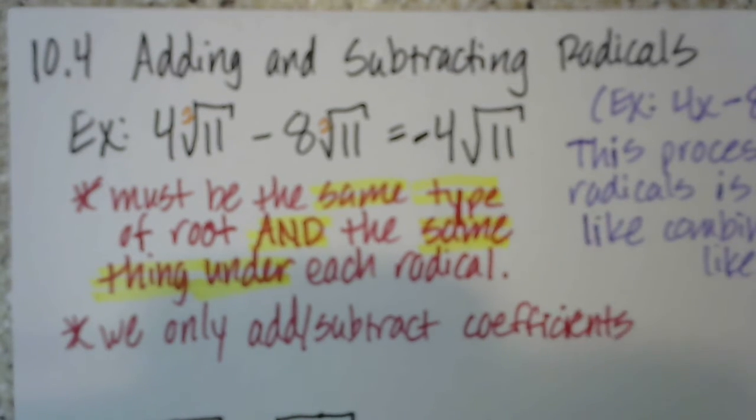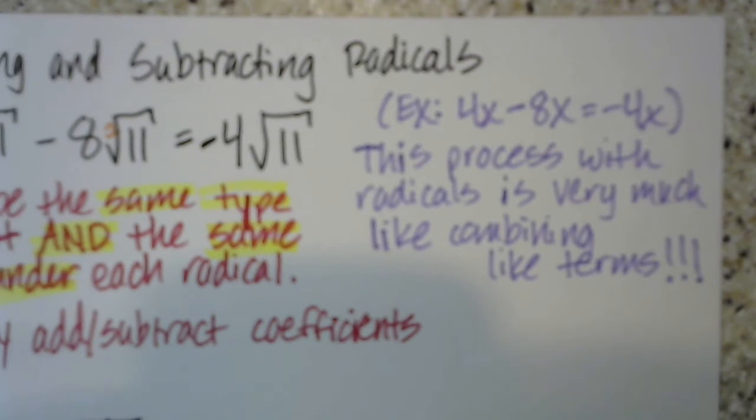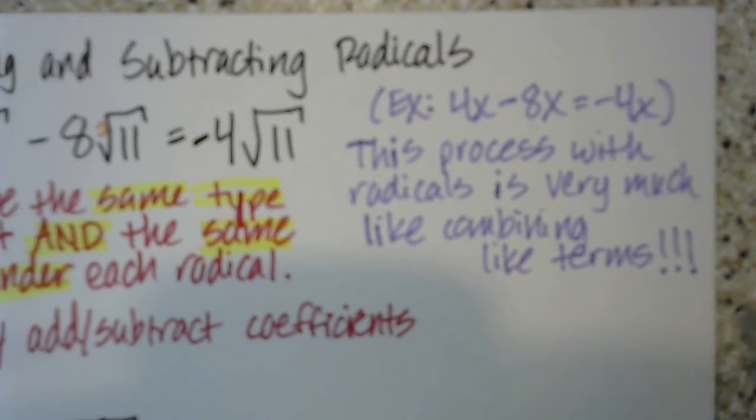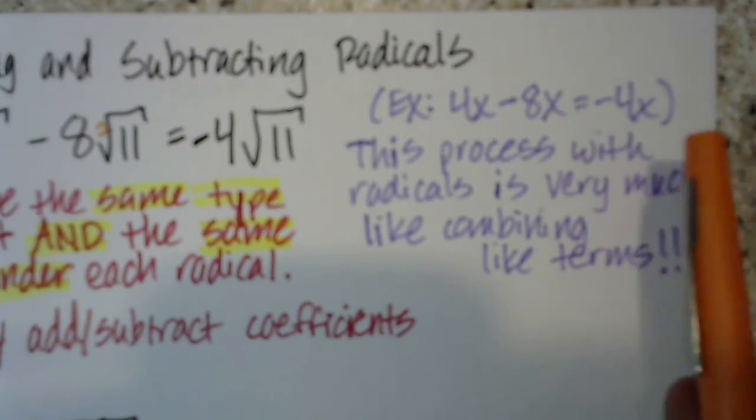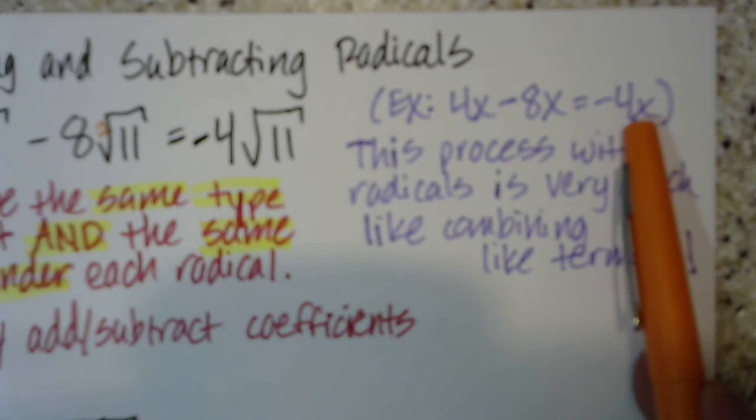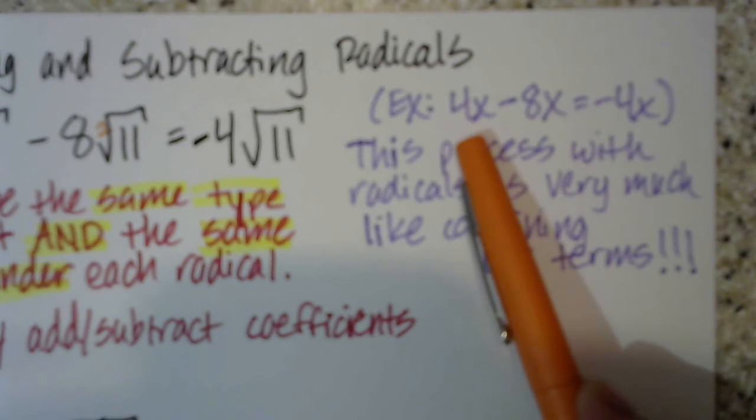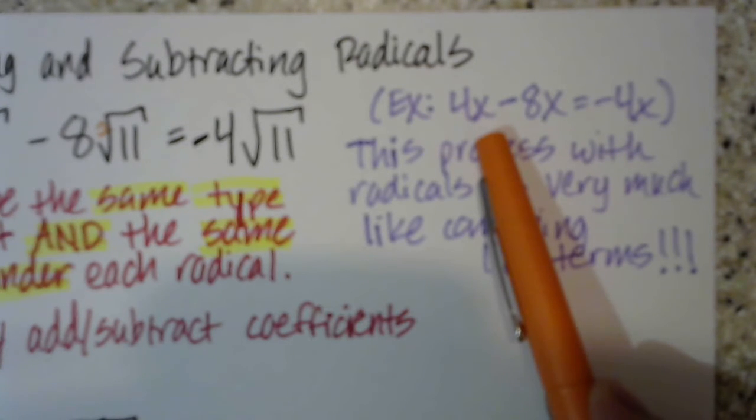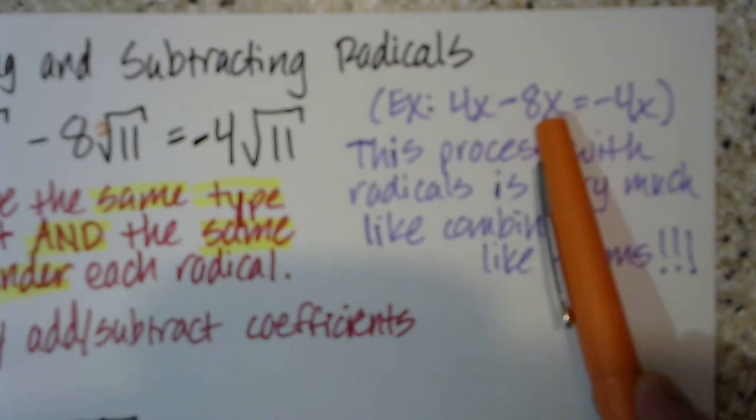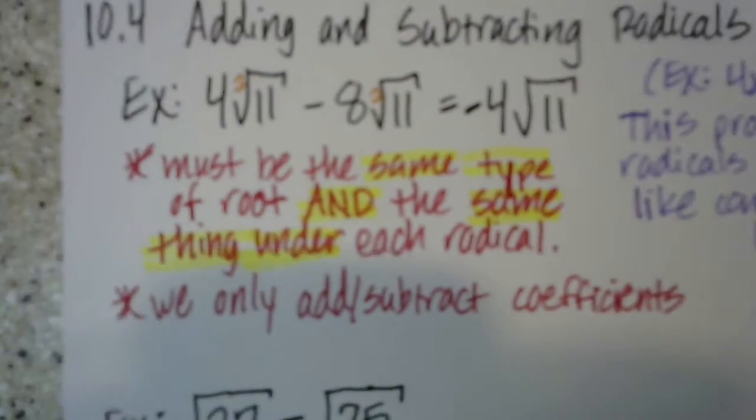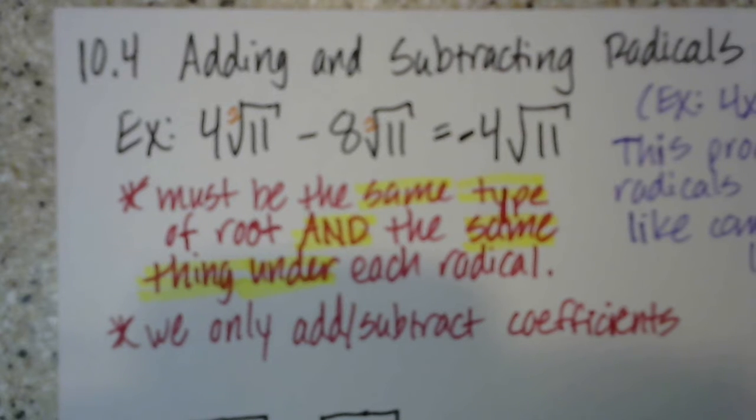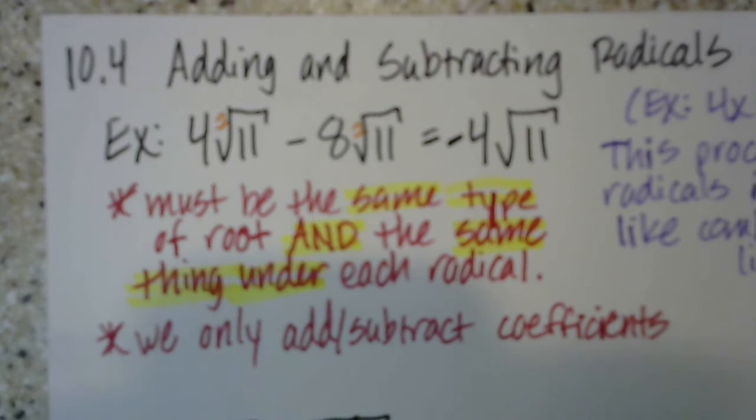Guys, to me, this was always a lot like combining like terms, because 4x minus 8x is negative 4x. And when you combine like terms, you just add or subtract the coefficients, right? The exponent on the x doesn't change. The x is still in the problem. So to me, this is a lot like combining like terms, if that helps you.